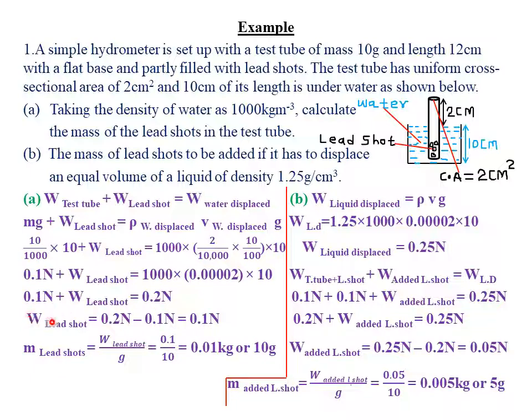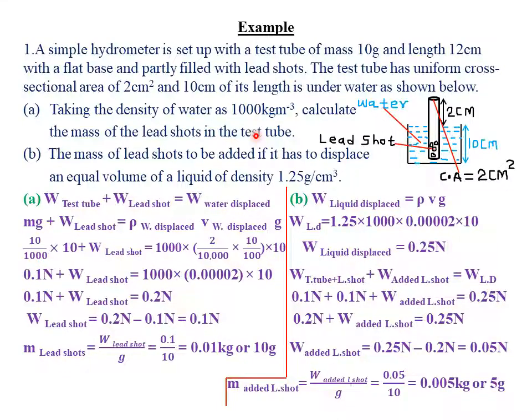So if I make weight of the lead shots the subject of the formula, I'll simply take 0.1 to the right-hand side so that it becomes a negative. So weight of the lead shots will be equal to 0.2 minus 0.1, which gives me 0.1 Newton. So this is the weight of the lead shots.